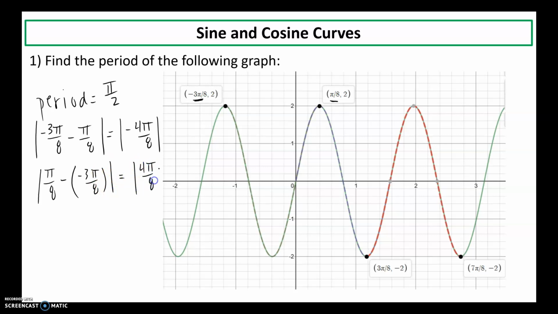So you guys would have seen this as distance on a number line when we just take the difference between two values. That's all we're doing here, okay? And if you think from 3 pi over 8 to 7 pi over 8, I've moved 4 pi over 8 units, so the period of this function is pi over 2. It takes pi over 2 units for this cycle to repeat itself.